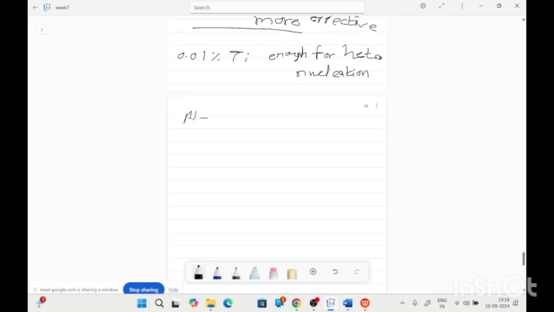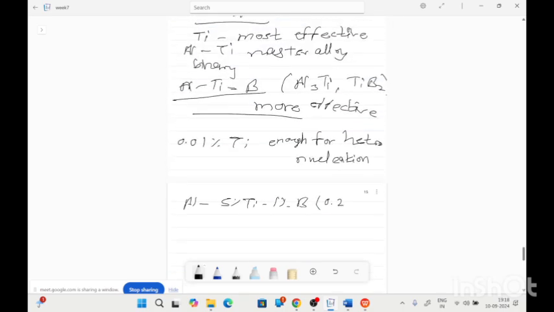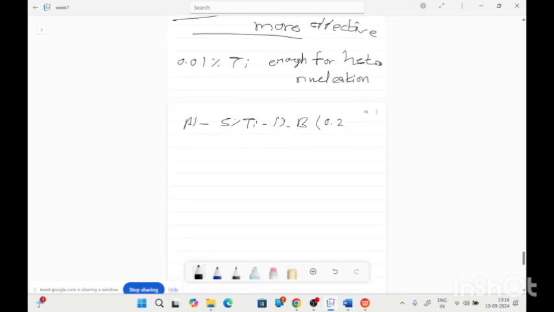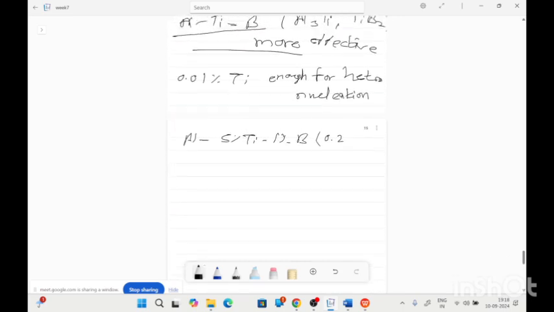If we use the aluminum 5% titanium 1% boron, then 0.2% of the ternary master alloy is required to add in the molten aluminum.